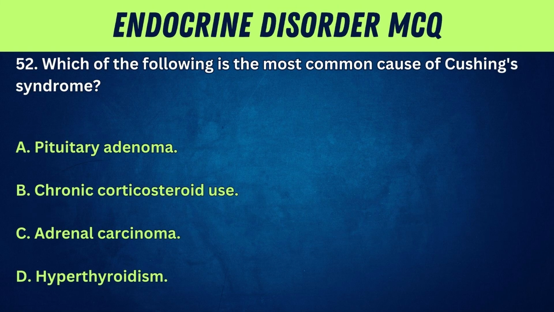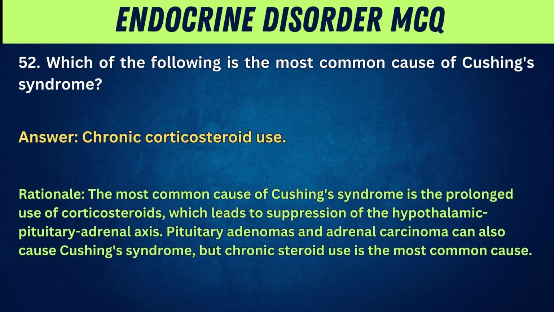52. Which of the following is the most common cause of Cushing's syndrome? A. Pituitary adenoma. B. Chronic corticosteroid use. C. Adrenal carcinoma. D. Hyperthyroidism. Answer: chronic corticosteroid use. Rationale: the most common cause of Cushing's syndrome is the prolonged use of corticosteroids, which leads to suppression of the hypothalamic-pituitary-adrenal axis. Pituitary adenomas and adrenal carcinoma can also cause Cushing's syndrome, but chronic steroid use is the most common cause.